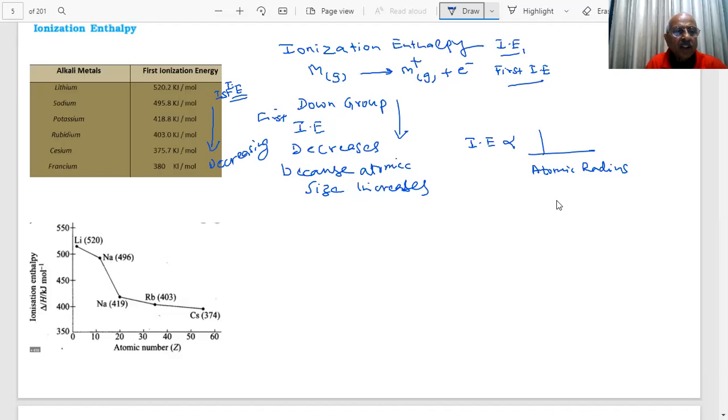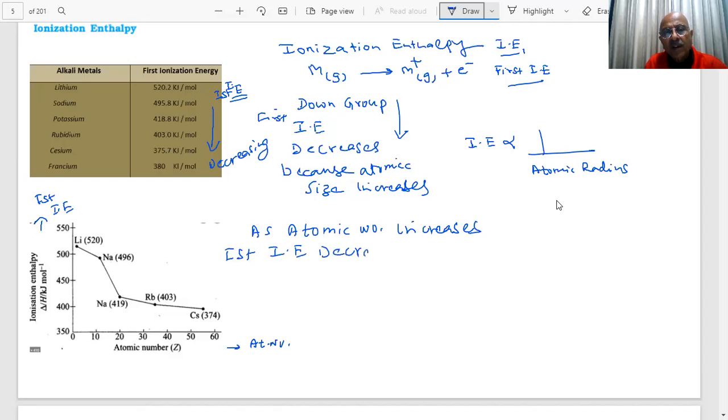Tell me, ionization enthalpy. These are the first ionization energies, students. These are the atomic numbers. So with increase in atomic number, the value is decreasing. Okay? As atomic number increases, students, what is happening? As atomic number increases, the first ionization enthalpy decreases, students. Clear? Any doubt? Note it down everything, students. You must learn everything important.